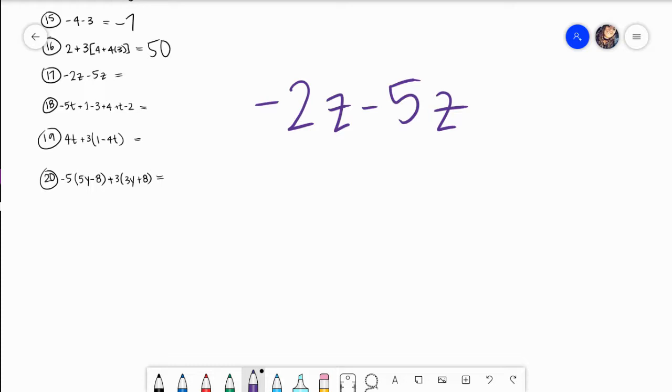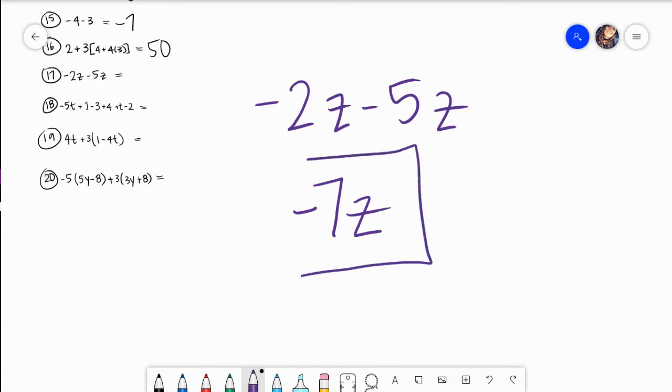And then keep and keep. So let's do the math on the numbers. Well, I've got a -2 and a -5. Those signs are the same. So we add and we keep it, and then keep and keep for our variable and our exponent, remember? If they're the same variable, same exponent, you keep and keep. So I've got a -7z.